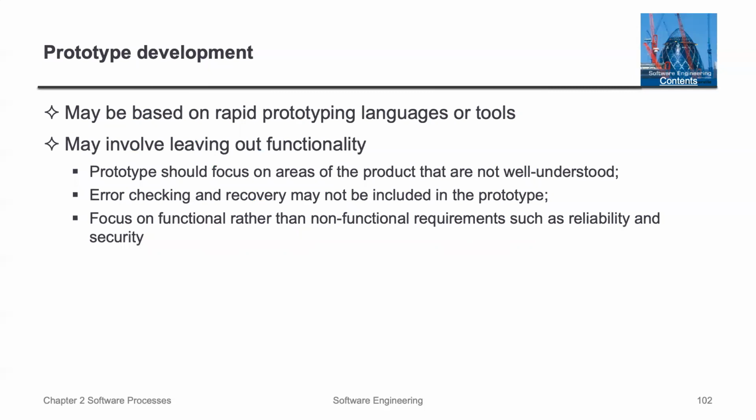useful process. So in terms of the prototype development, it may be based on rapid prototyping languages or tools. It may involve leaving out functionality. Prototypes should focus on areas of the product that are not well understood. So you could have code stubs in certain things. You're just trying to work on these things that you don't have. Error checking and recovery may not be included in the prototype, and the focus is on functionality rather than non-functional requirements such as reliability and security.